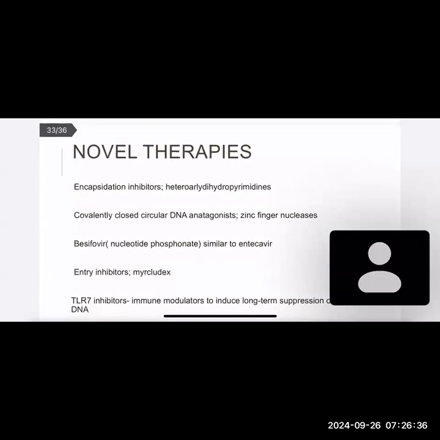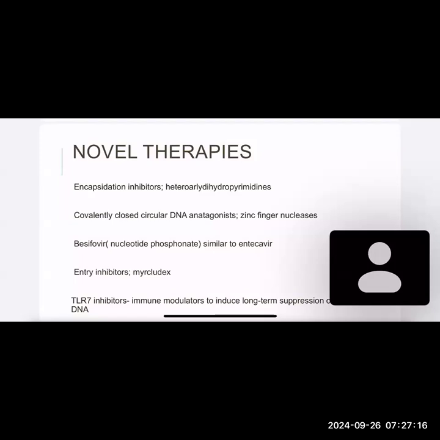Now, there are new therapies that are being tried, especially with the understanding of the replicative cycle of the virus. If we have inhibitors of encapsulation, that would help. So even after the virus has transcribed and is forming those particles and is trying to form the nucleocapsid, are there drugs that can prevent it from even developing that initial nucleocapsid that encircles the genome itself? So encapsulation inhibitors are being tried, and then covalently closed circular DNA antagonists are also being looked at.